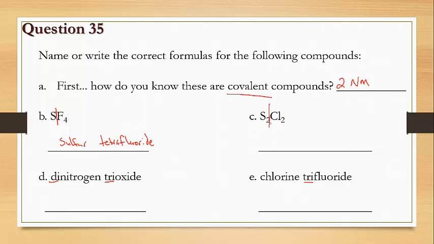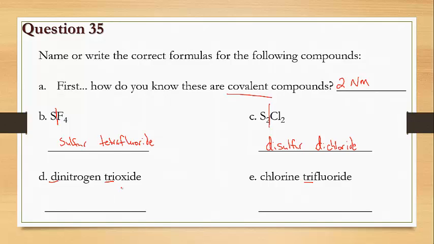All right, the next one, I have sulfur, but now I have 2 of those, and I do want to say that I have 2, so I'm going to say disulfur. I don't change the name of that first element at all other than putting the prefix on it. And then I have 2 chlorine, so I want to say dichlor, and then change that ending to the IDE.